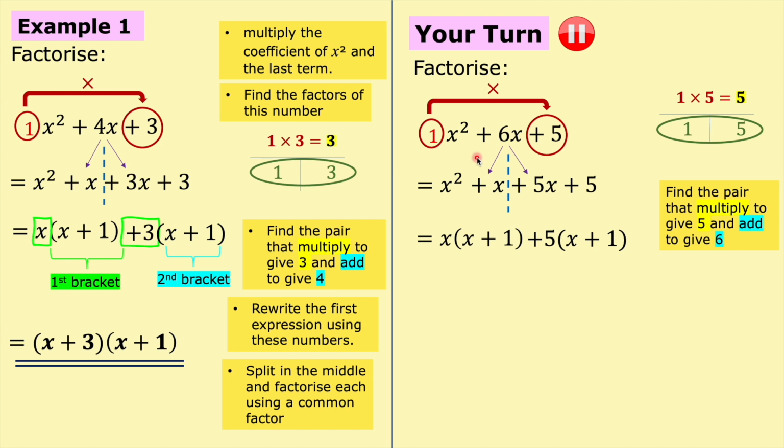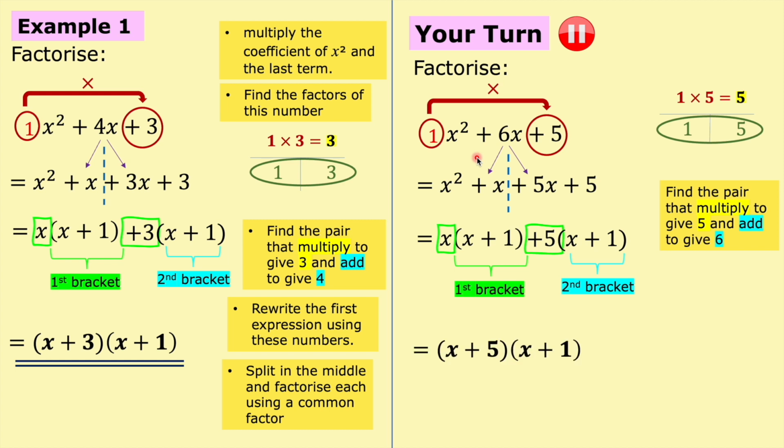So we're essentially finished. We just need to identify our first and second bracket. So x plus 5 makes our first bracket, then x plus 1 will make our second bracket. And that is the final answer. So well done if you got that. And remember, you can multiply out to check that. So if you expand these brackets, you will get x squared plus 6x plus 5.